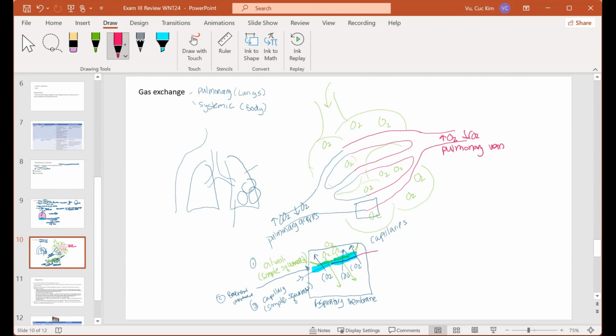Pulmonary gas exchange happens across the respiratory membrane, which consists of one, the simple squamous of the alveoli, the basement membrane, and the simple squamous of the capillary. Does that make sense? Questions? Take a second to look at that. Let me know if you have any questions.